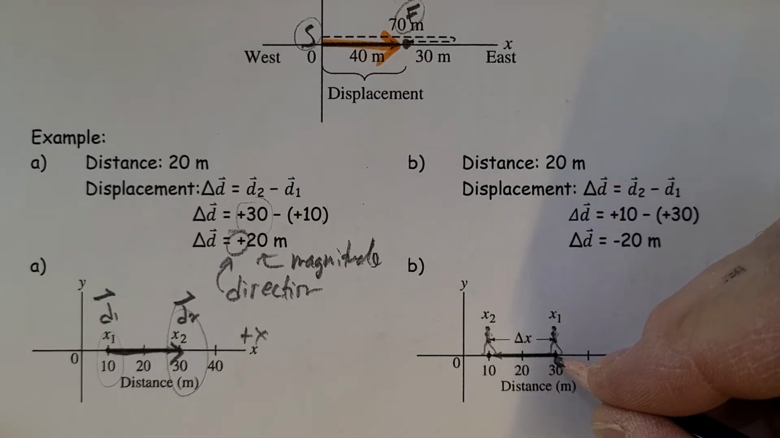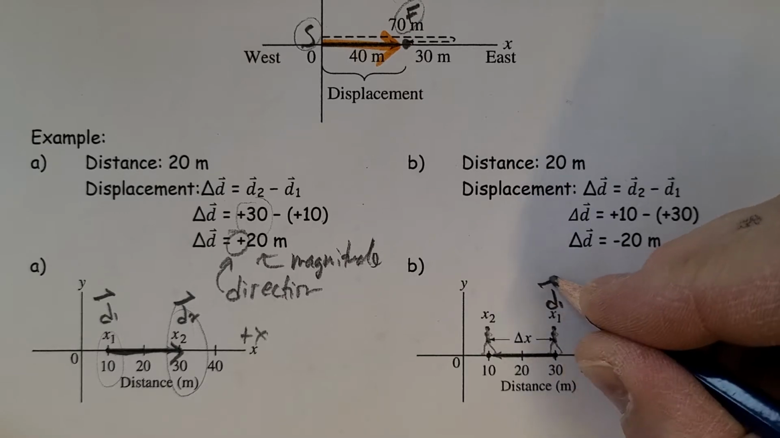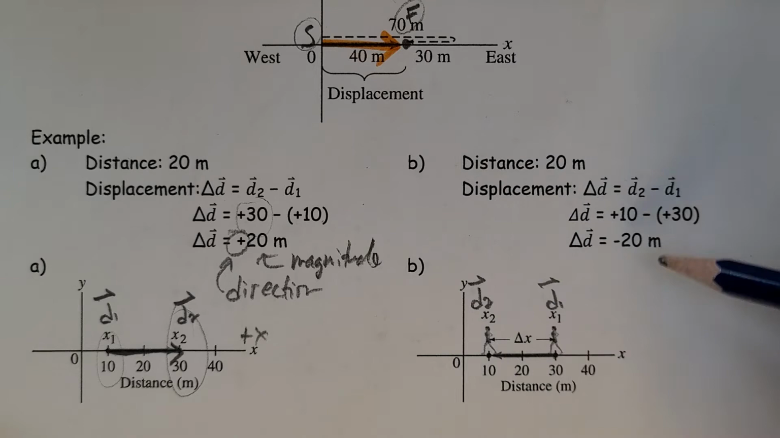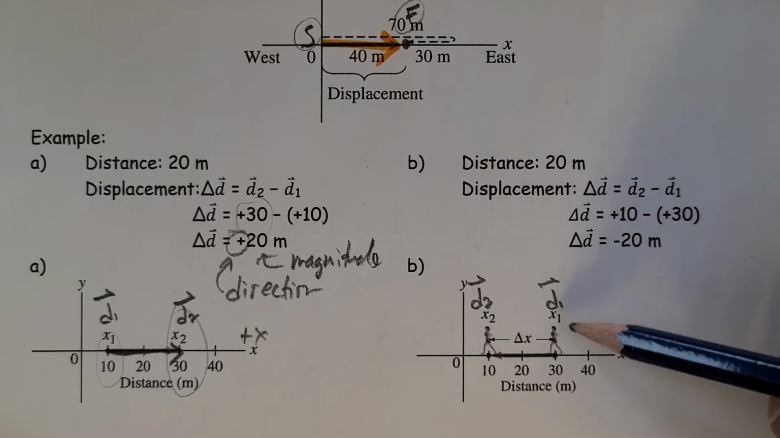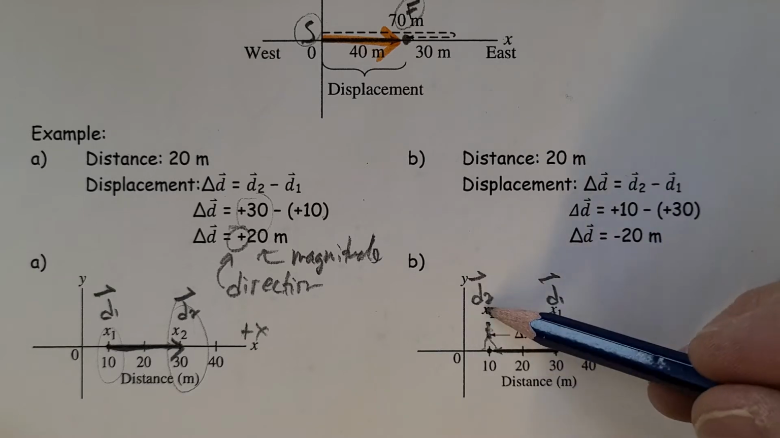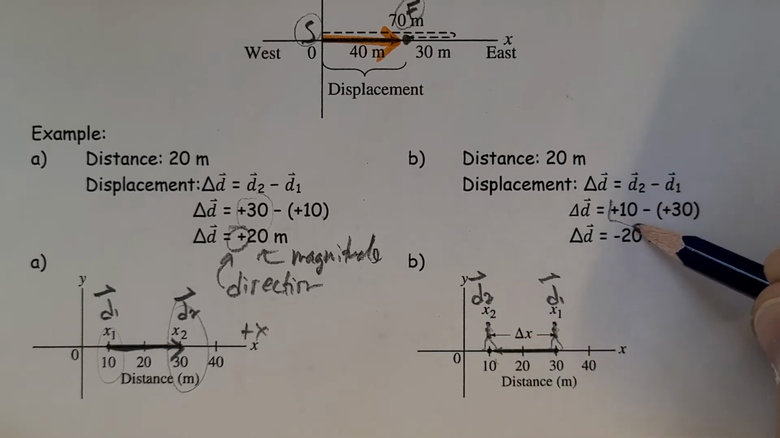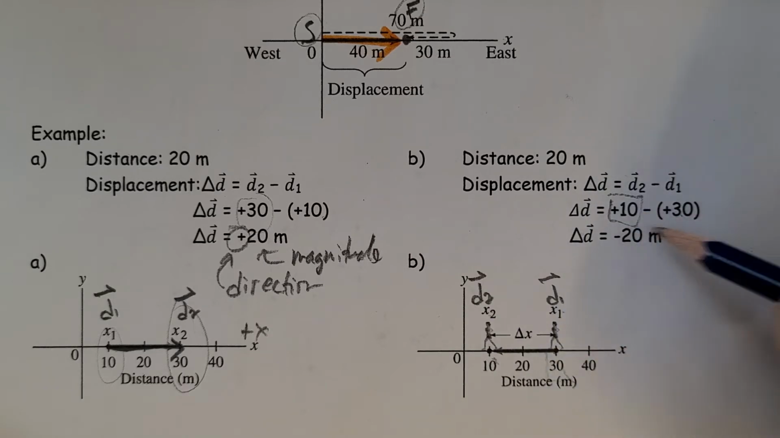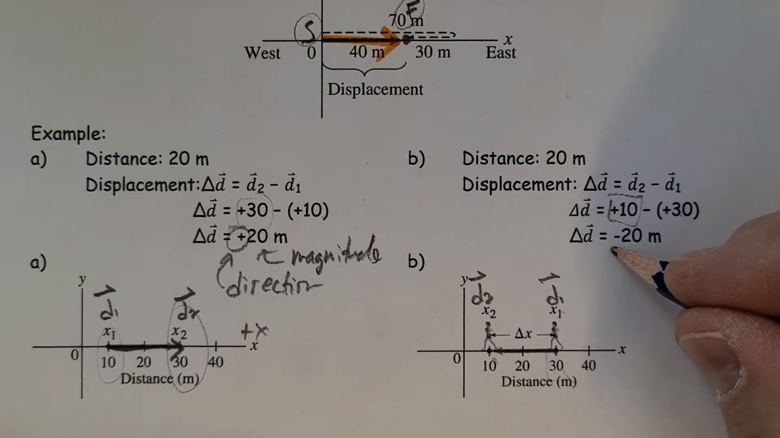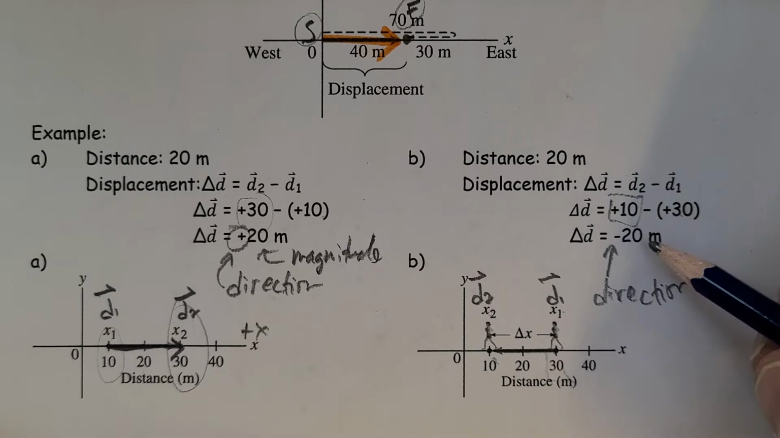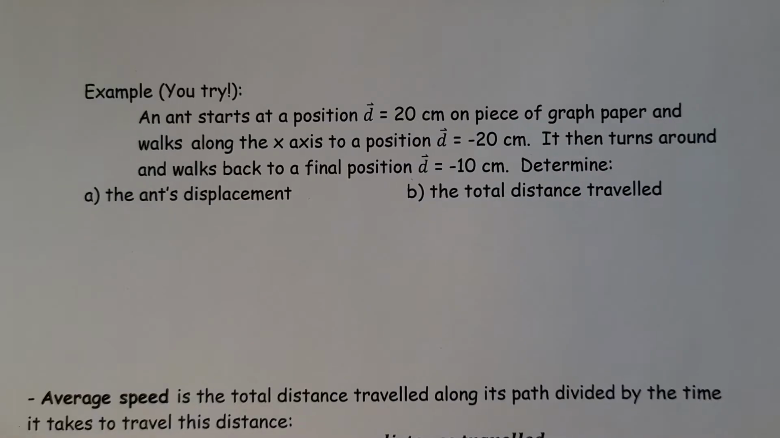Similarly over here, if I started at the 30-meter position and moved to the 10-meter position, well, in total, I moved 20 meters, right? Without a direction, we don't have to worry about it. But here, my D2 is going to be the plus 10 position. My D1 was the plus 30 position. So you can see here, 10 minus 30, I get negative 20. So again, it's telling me that I'm moving in the negative direction, and the amount I'm moving is 20 meters.